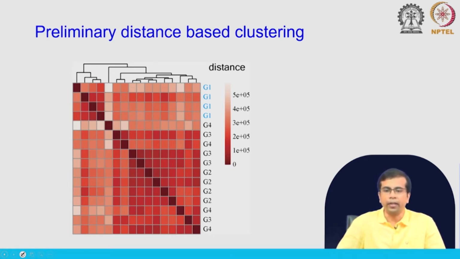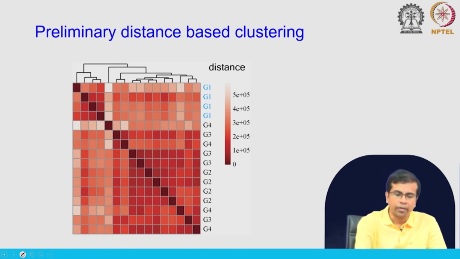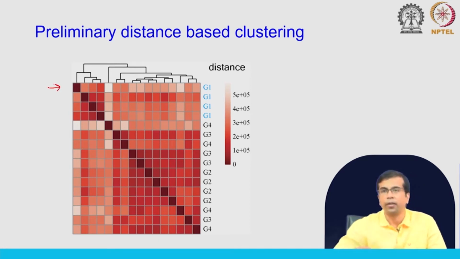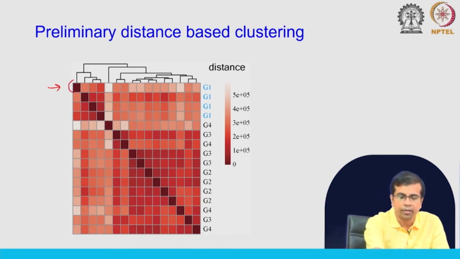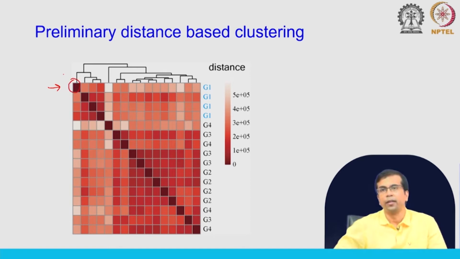So, what you see in this plot here: along the rows you have the samples, and along the columns you have the samples as well. This first cell in the matrix gives you the value of distance between this G1 replicate and itself, so this will give you 0 distance.